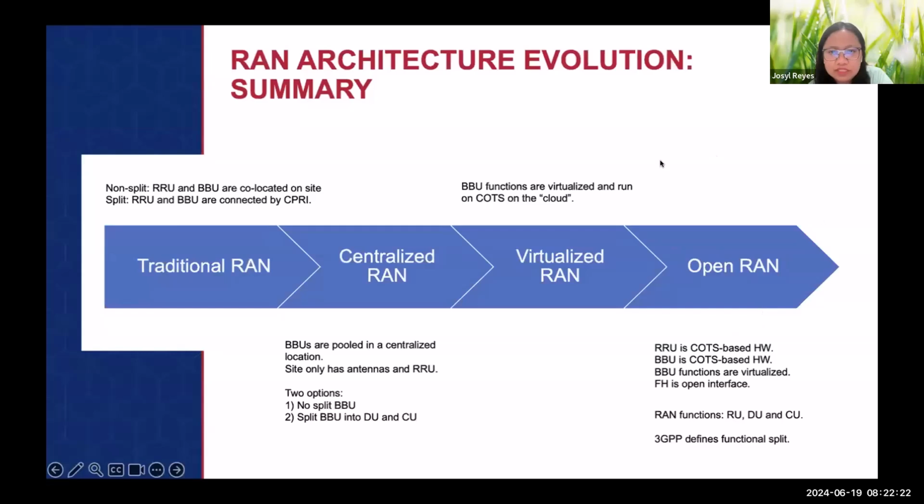And then eventually we're moving towards Open RAN, wherein all the hardware components are open, meaning they may be commercial off-the-shelf devices. In this case, they may be servers from different vendors. The key difference is that a lot of the functions will be virtualized, running on top of the open devices. Also, the fronthaul interface will be open, and later we'll discuss more on what we call the functional split.